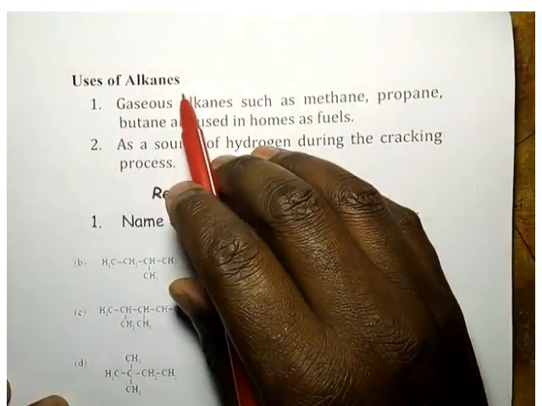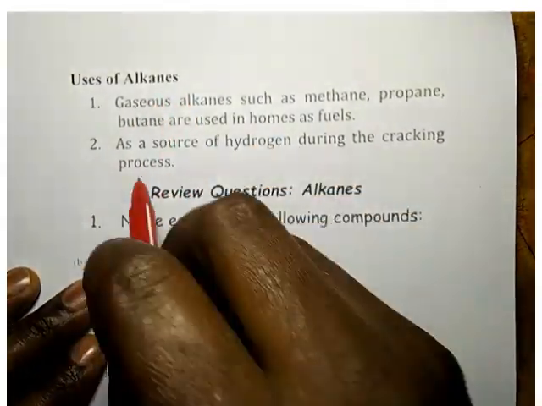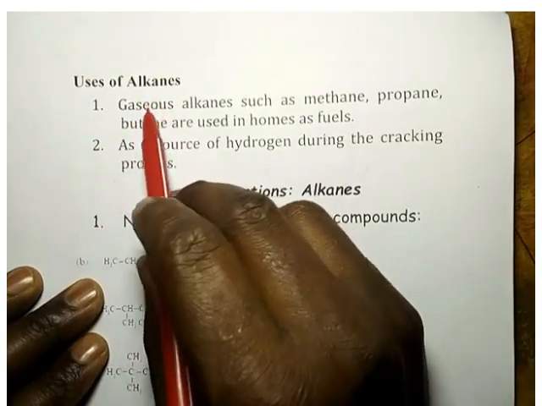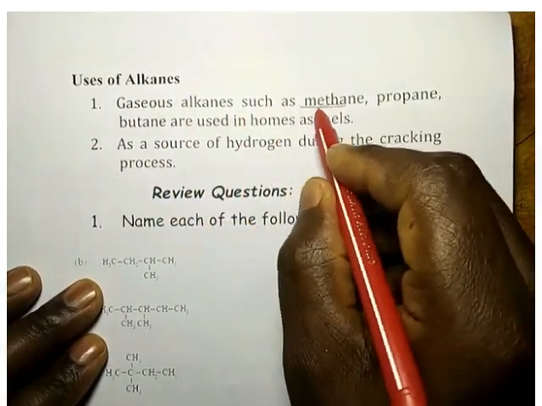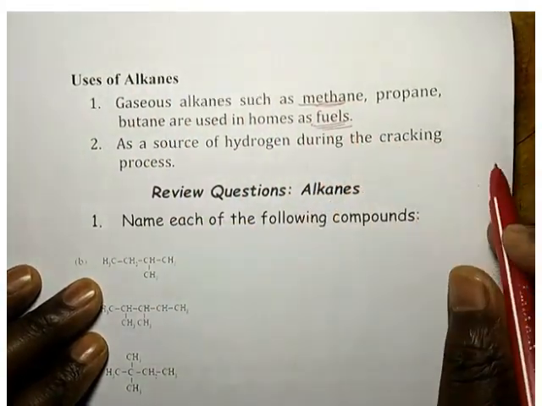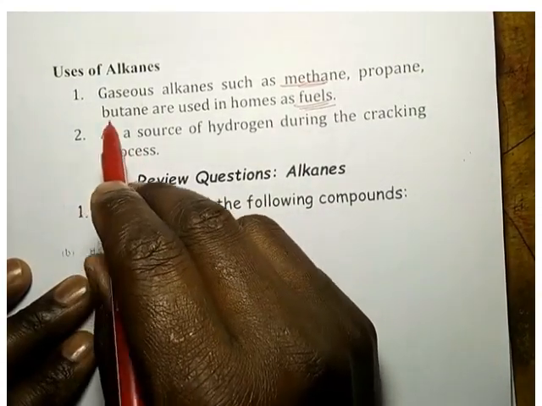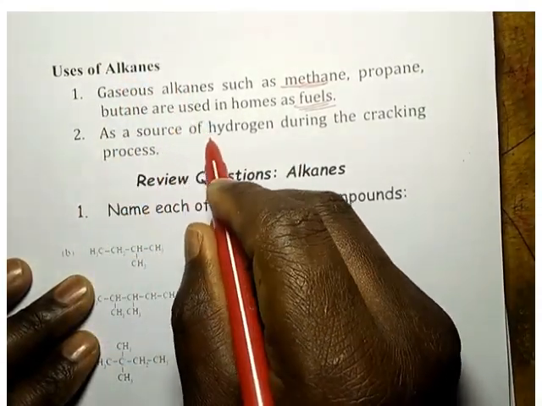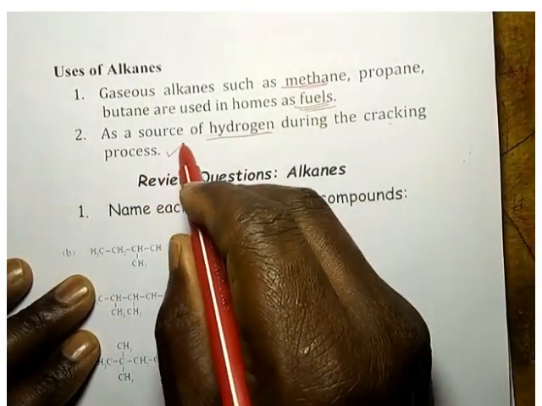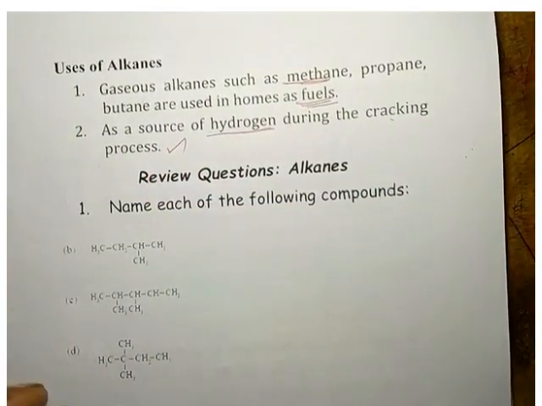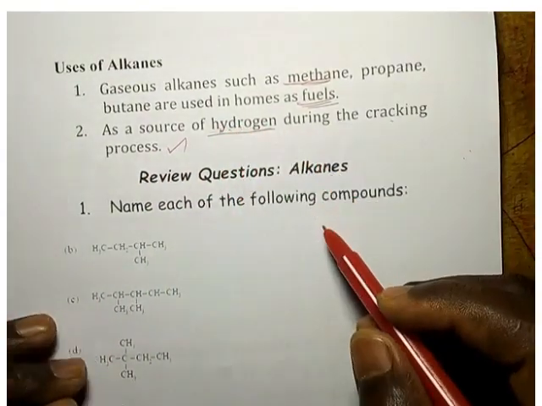It is important to know at least two uses of each organic compound you have learned. Uses of alkanes: methane is used as fuel. Also, alkanes are used as sources of hydrogen during the cracking process. We have hydrogen produced.